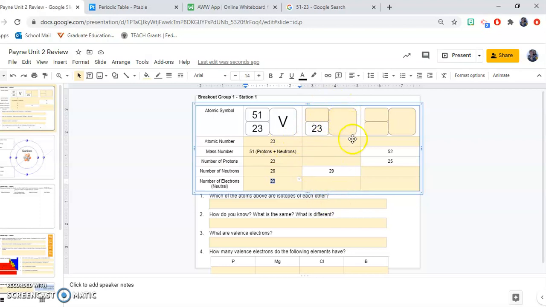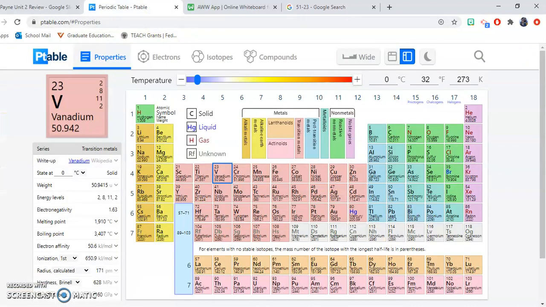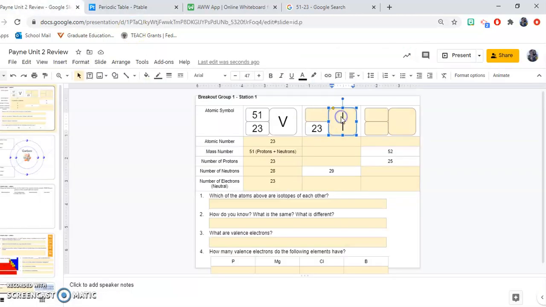If we look here on this side, we see we have another 23 protons. Well, we actually can look at this, right? This number we know is the atomic number. So we go look at our periodic table, and we see vanadium is element number 23. So we know this is going to be a big old V for vanadium. Now, our mass number is a little different. We'll have to find that out later, but let's fill out as many answers as we can.